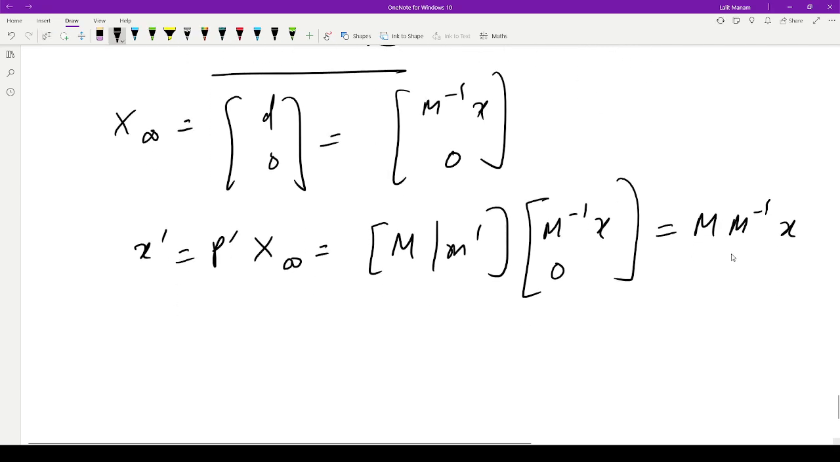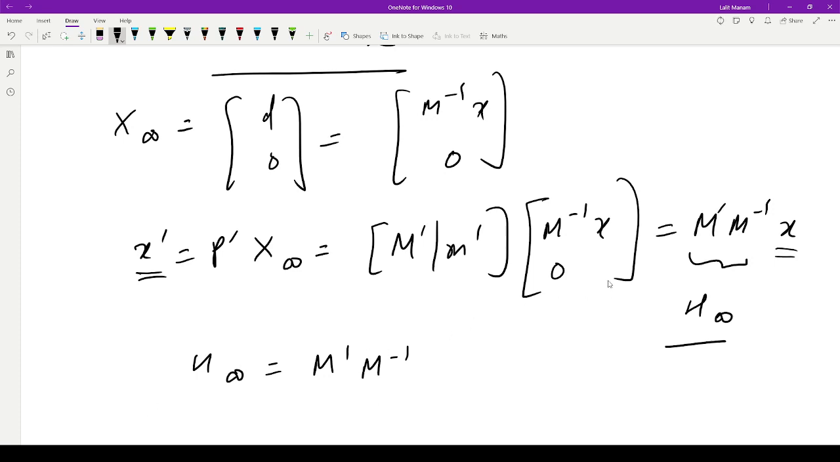M inverse x, right? That is M prime, right? Oh, sorry. This is m prime, m prime. Yeah. So this is m prime, m inverse x. So this h infinity is m prime, m inverse. Since we are relating the two coordinates directly, is this fine? Yes. So this holds for all values of x, by the way.